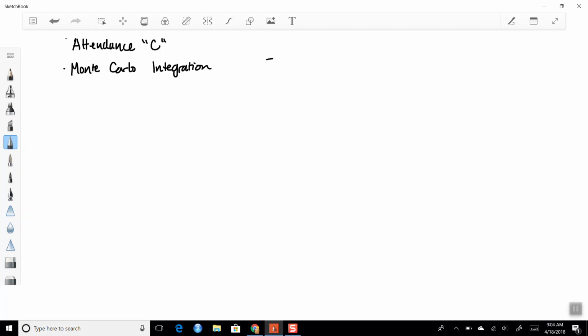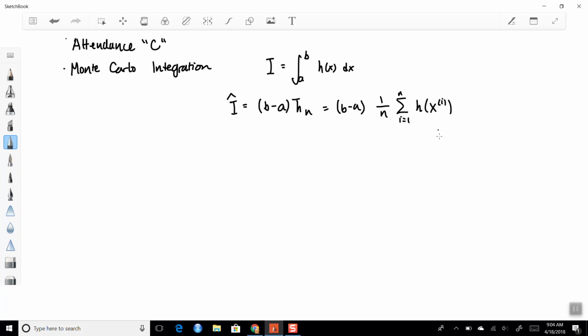And we said if we've got some integral I, which is the integral from a to b of some function h of x dx, this can be approximated by I hat, which is equal to the interval b minus a times h bar sub n, the Monte Carlo estimate, where h bar of n is 1 over n times the sum from i equals 1 to n of h of x_i, where x is drawn from the uniform from a to b, okay?